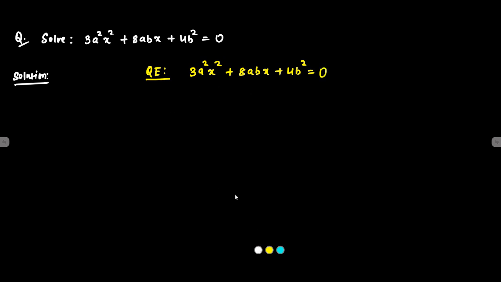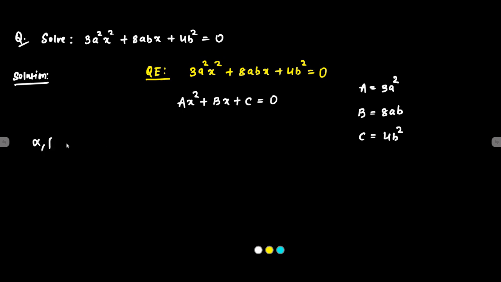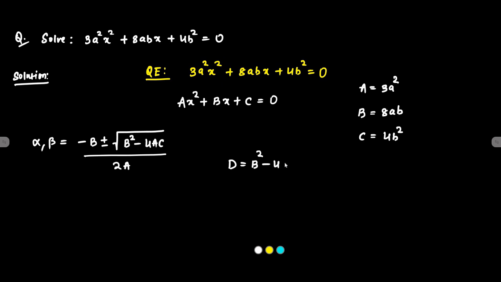Okay, if we compare it with the standard format of quadratic equation, ax square plus bx plus c is equal to 0, we have a is equal to 3a square, b is equal to 8ab and c is equal to 4b square. Okay, so here as per the quadratic formula, the roots of the quadratic equation are given by minus b plus minus root over of b square minus 4ac by 2a. Okay, where b square minus 4ac is called as the discriminant.